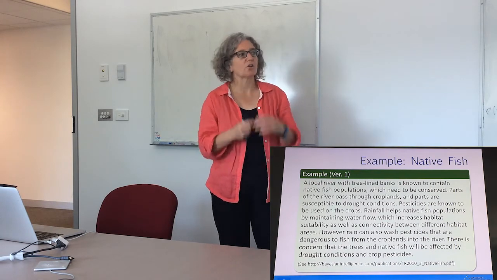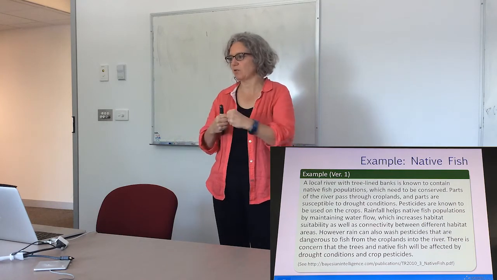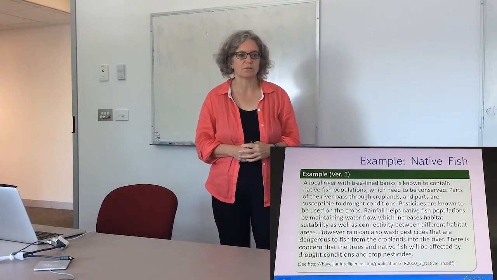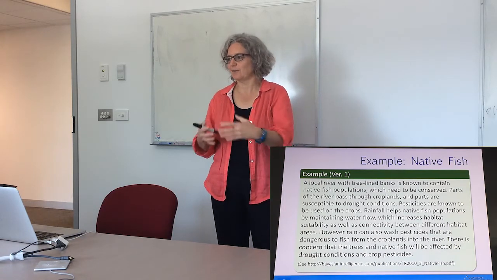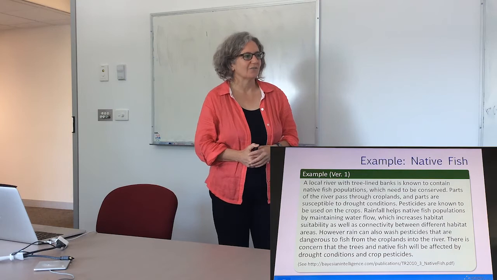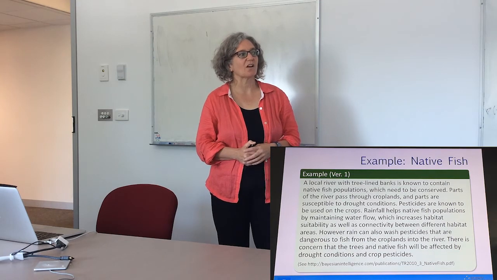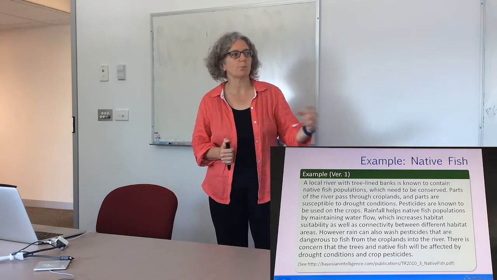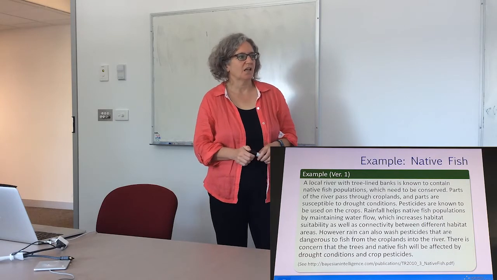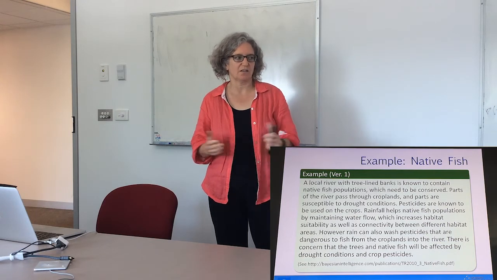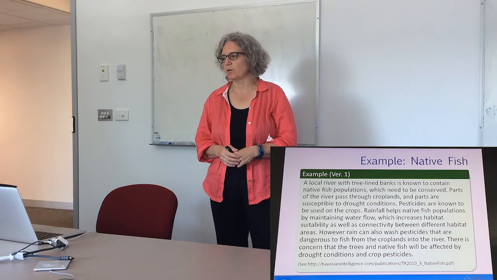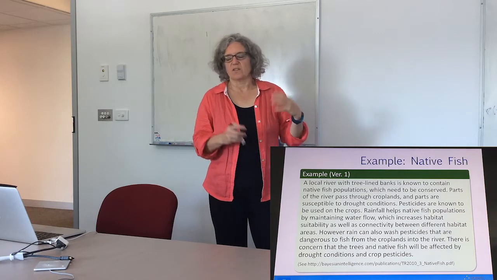need as well as the connectivity between the different habitat areas, which also impacts on the health of the native populations. However, rain, which is needed to get the water into the river, which the fish need, can also wash pesticides that are dangerous to the fish from the croplands into the river. And there's a concern that the trees and the native fish will be affected by drought conditions and the crop pesticides. So this is a sort of scenario.